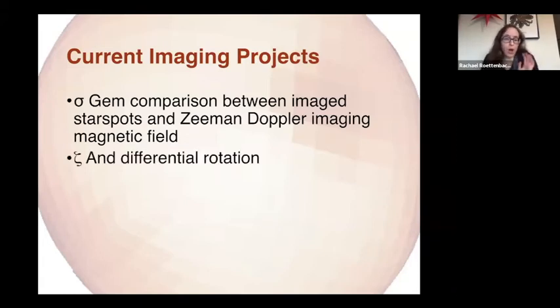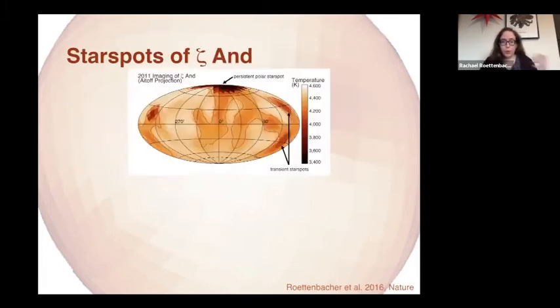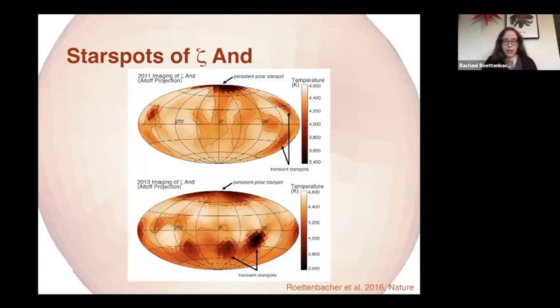I'm also working on differential rotation. I really mean it when I said that I've been obsessed with this. So I actually got three data sets of observations of Zeta Andromedae, which was the one I showed you with the Doppler imaging with the polar spot. Here it is, and 2 years later.